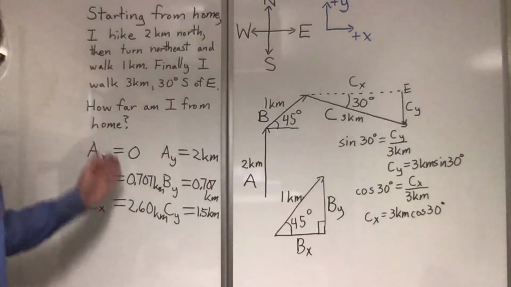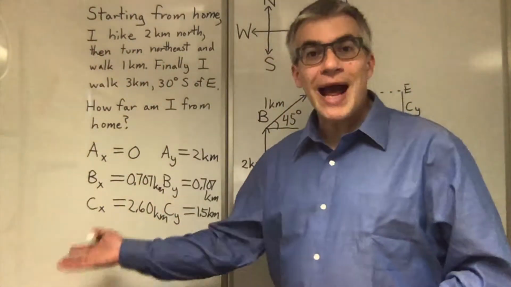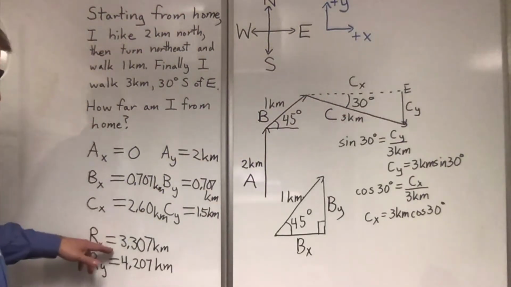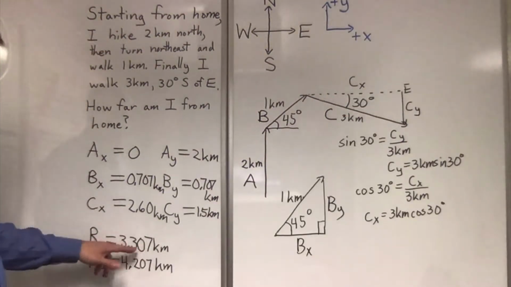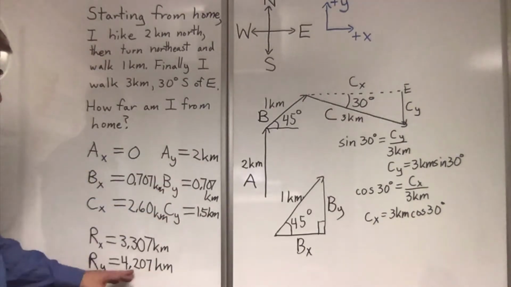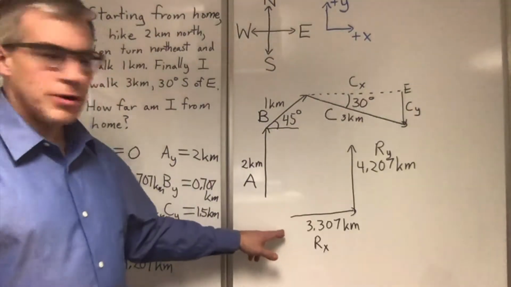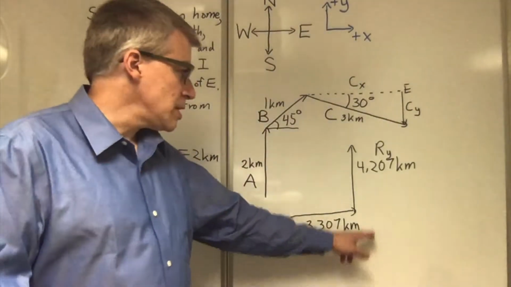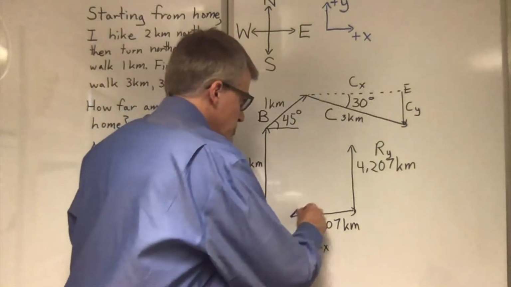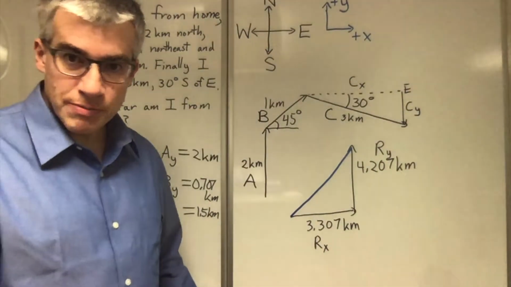Now we have the components of A, B, and C, and we simply need to add them up to find the total. Adding them up, the resultant x component is 3.307, and adding up the y's gives RY is 4.207. Now to put those back together. With RX 3.307 and RY 4.207, the resultant will be this long, and we will find it with Pythagoras.